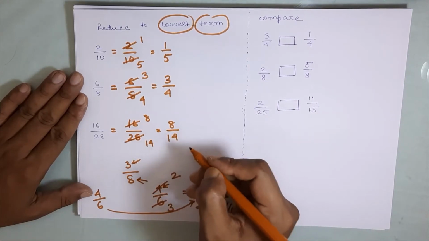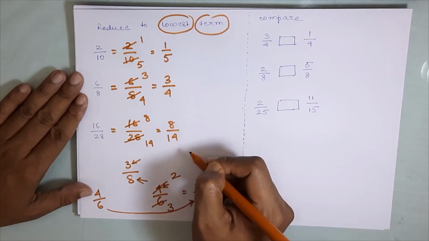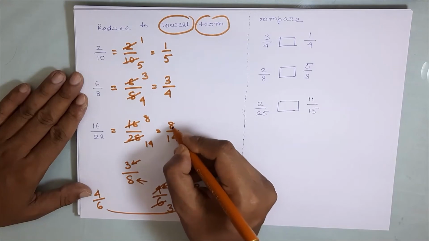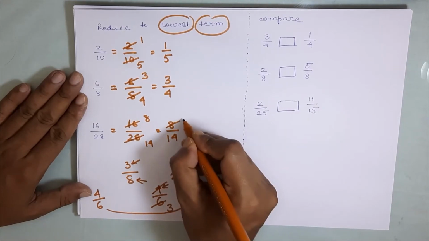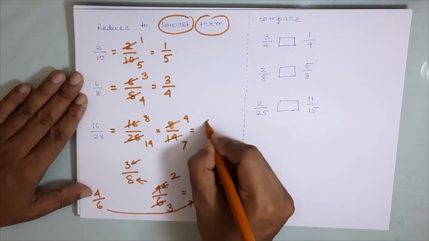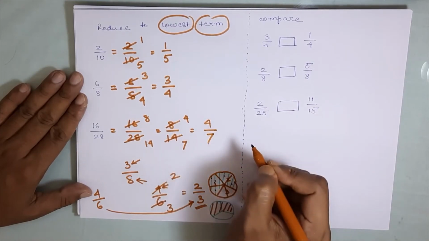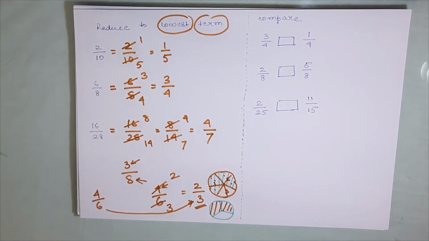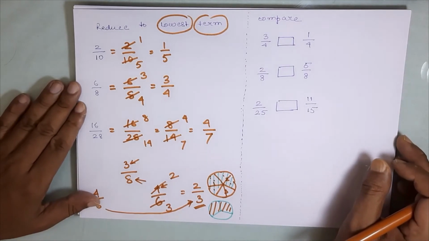Is it the lowest term? No, it is not the lowest term. It can further be divided by 2, which is a common factor for both numerator and denominator. Let us divide 8 by 2. So if we divide 8 by 2, we get 4. If we divide 14 by 2, we get 7, so 4 by 7 is the lowest term. So you will also get this type of problems reduced to lowest terms, and this is how you have to address those problems.